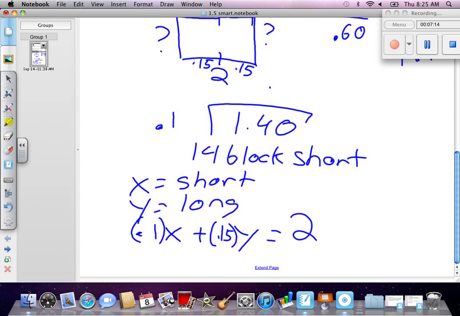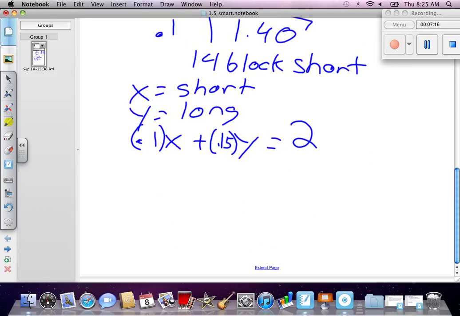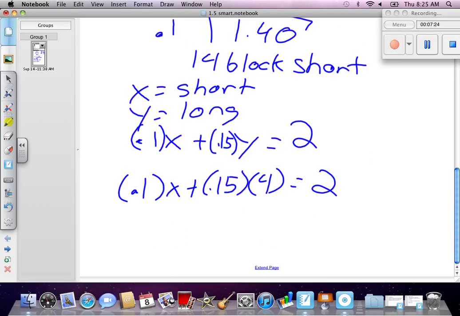Then from the problem, we figured out that we can replace y with 4, right? Because we know we went 4 long blocks. And then we can simply solve that equation. Is this making sense? Yeah.